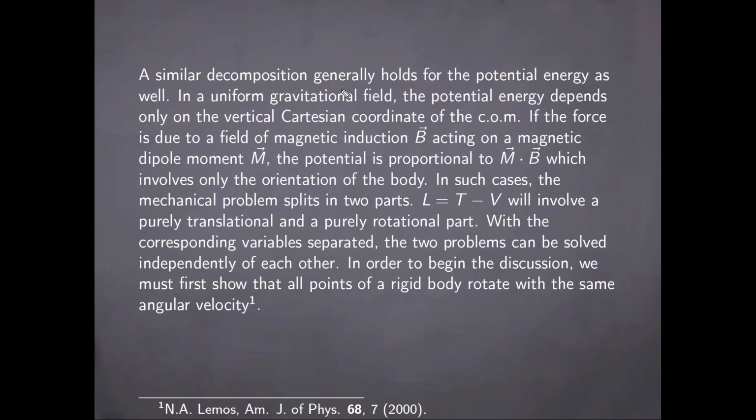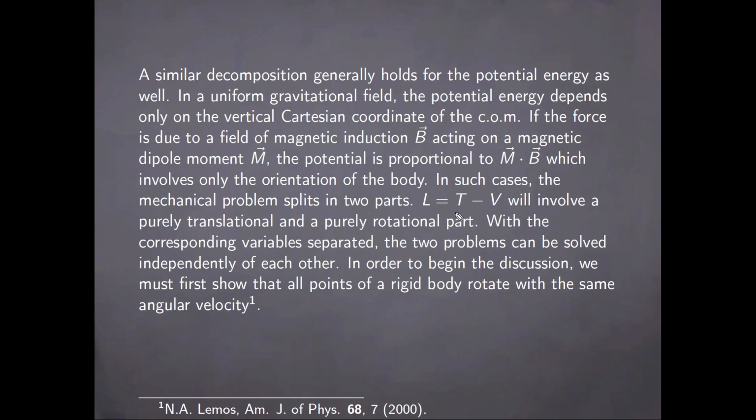A similar decomposition generally holds for the potential energy as well. In a uniform gravitational field, the potential energy depends only on the vertical Cartesian coordinate of the center of mass. As another example, if the force is due to a field of magnetic induction B acting on a magnetic dipole moment m, then the potential is proportional to the dot product between m and B, which involves only the orientation of the body. In such cases, the mechanical problem splits in two parts.